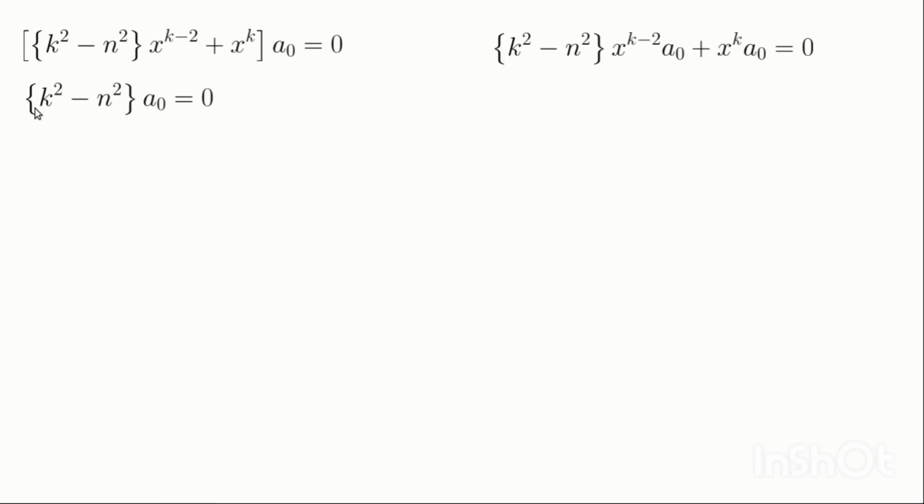Now, if we have this term and this term multiplying and it is equal to 0, it therefore means that one of these terms must be equal to 0. And because a naught is part of our solution, we cannot just make it 0. So we conclude that this part will be equal to 0. And we get k squared minus n squared equal to 0. Then we can make k the subject of the formula, which is plus or minus n. So we have two values for k. So just by representing a naught, which is one of the terms in that expansion, we're able to find k equal to plus or minus n.